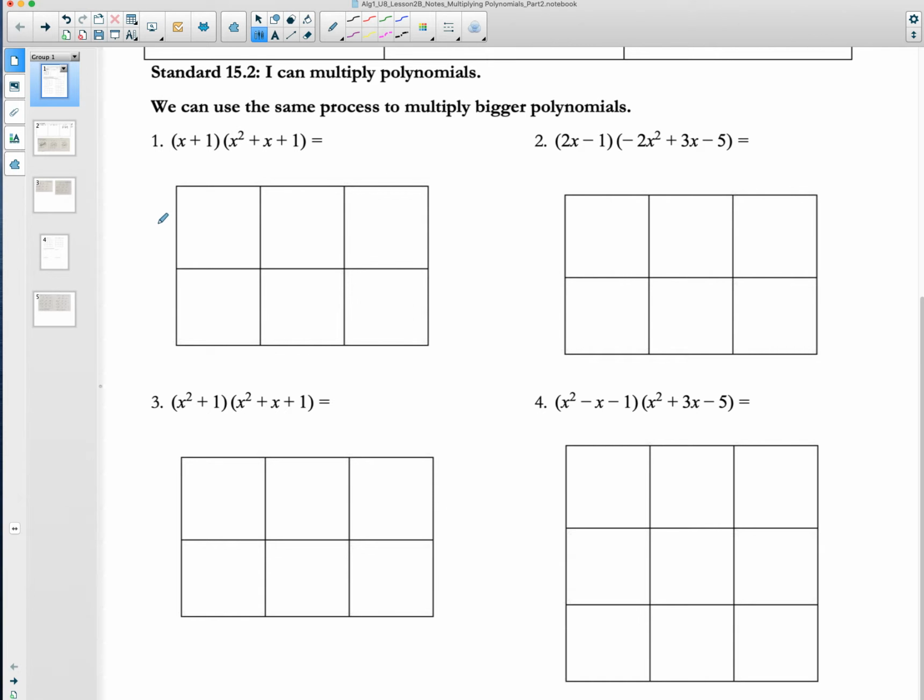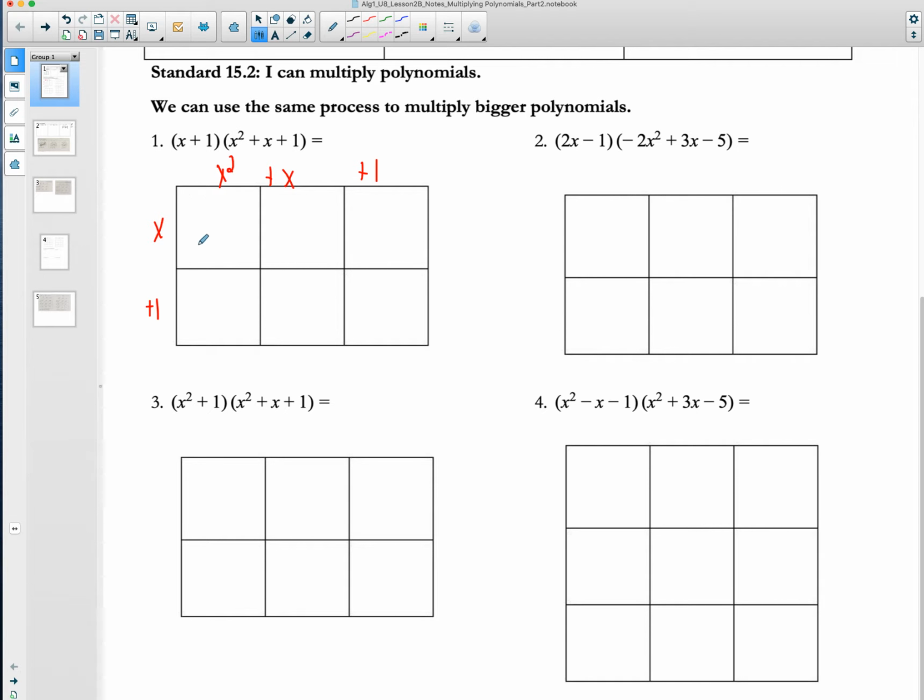So I have x plus 1, so I'm going to put the x here. I'm going to put the positive 1 here. I have x squared plus x minus 1, so I'm going to put the x squared here. I'm going to put the plus x here, and I'm going to put the positive 1 here. All right, and then it's really the same thing that we did yesterday.